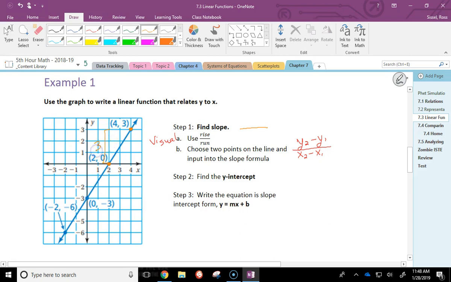Good. Was that you, Alex? You said it? So I know my rise is 3. And then my run, from here, I went over 2. So right now we've identified that our slope is 3 over 2, 3/2.